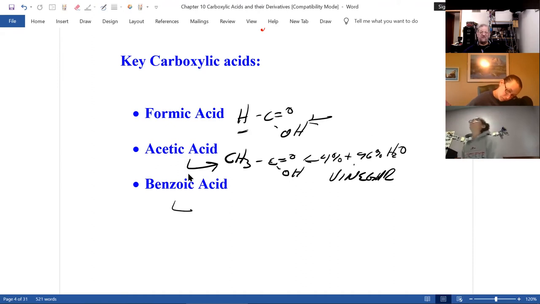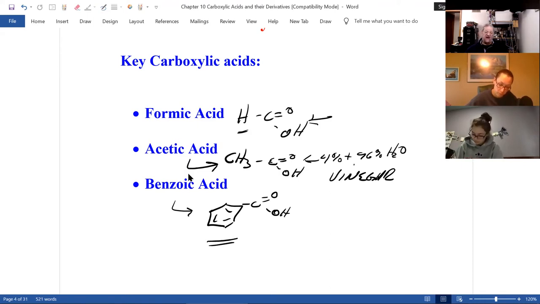And finally, benzoic acid is both the IUPAC and the common name. That's when R is a benzene ring. So if I ask what's the IUPAC name for this molecule, it's benzoic acid.